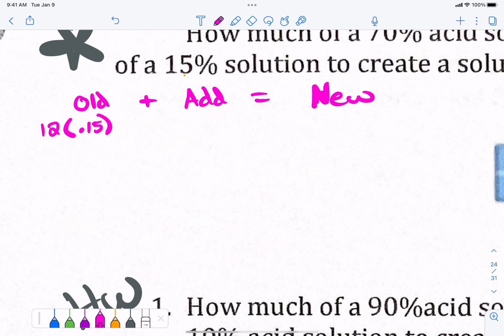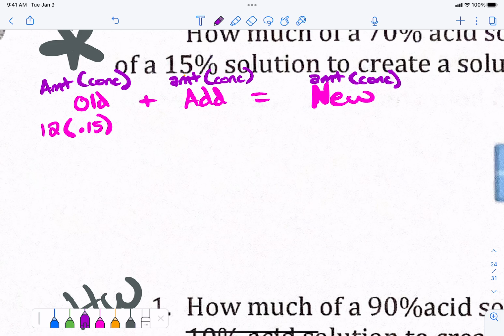15% concentration, right? So what we have is the amount. I'm going to write this over here in a different color. We have the amount times the concentration, plus an amount for what we're adding times the concentration, is going to give me a new amount times concentration. We're just going to fill in what we know, right? So I know 12 is the amount times the concentration of 0.15. We're going to add that to what we're adding.